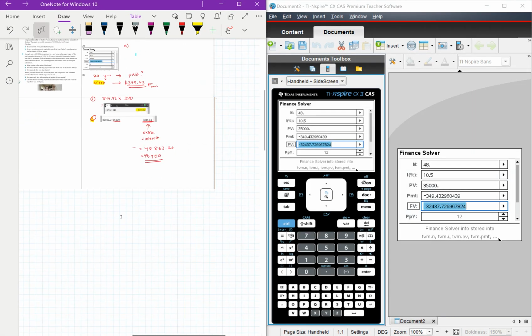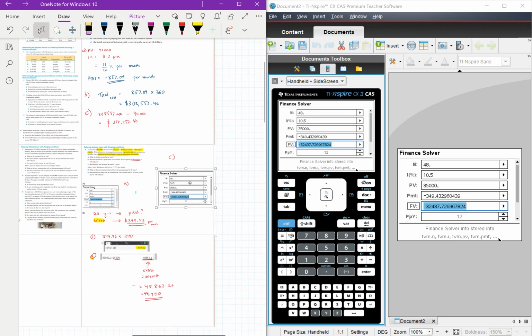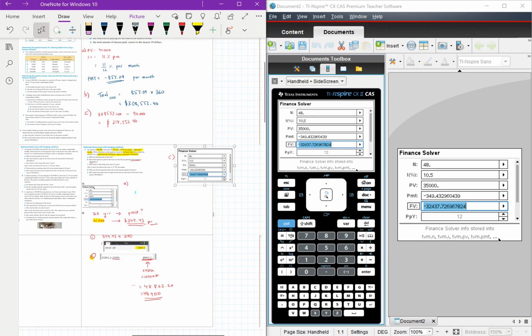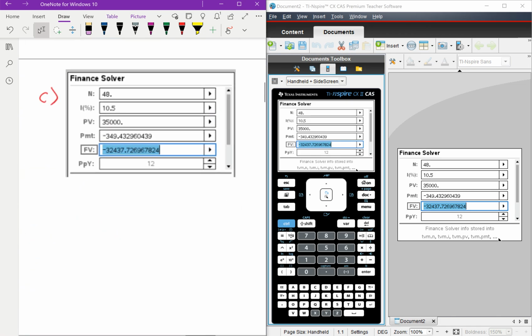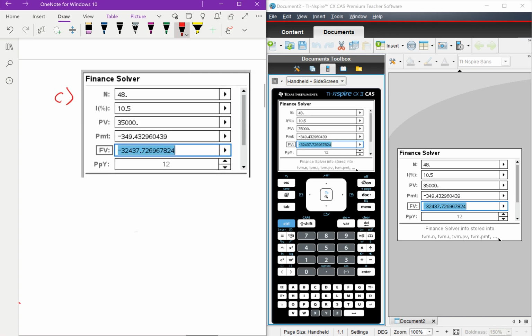So I'm going to go back here. For C, I'm just going to move it up and say this is part C. So you can see there, this is C now. So C tells me what I've just calculated is after 4 years, how much should still be owing. So I still have $32,437.72, rounded to nearest cent is 73 cents.